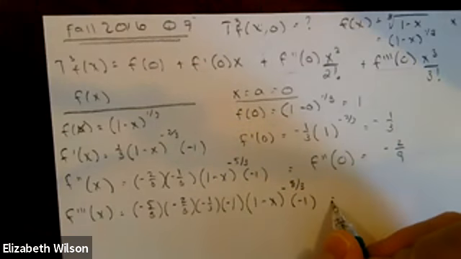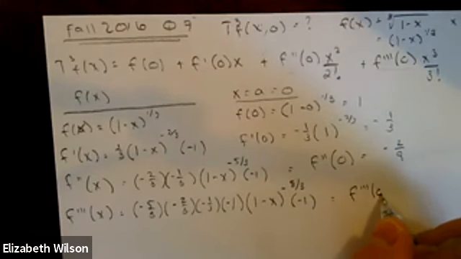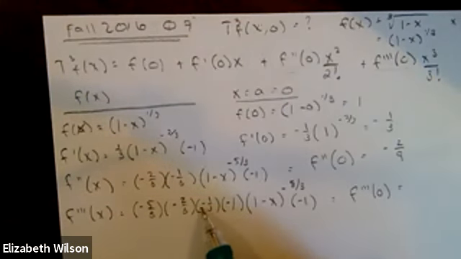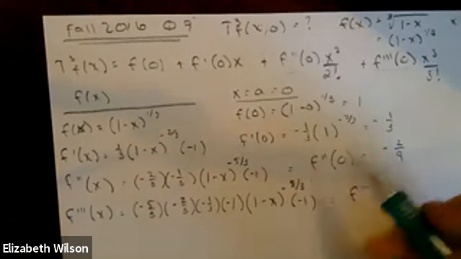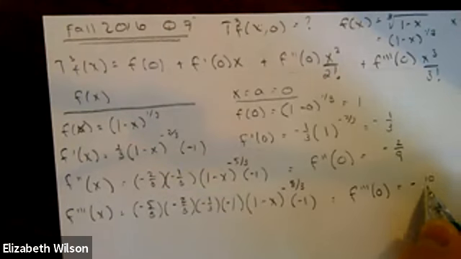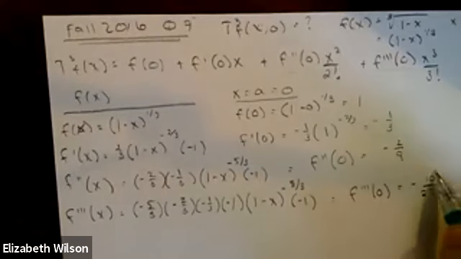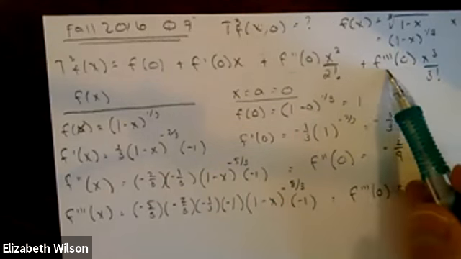Okay, so now I'm going to take my third derivative and evaluate it at x equals 0. I've got four minuses, but I've got a fifth minus, so this is still going to be negative. It's going to be negative 5 times 2, 10, over 3 times 3 times 3, 27, times 1 to the minus 8/3. So we're still looking at minus 10/27, and this is going to give us this coefficient right there.